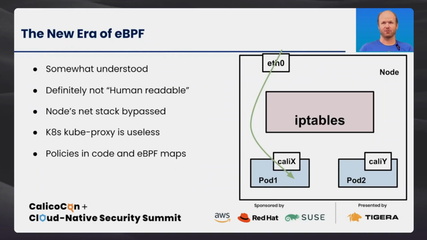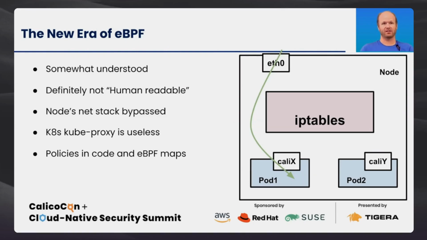Another problem, as I mentioned before, is that the node's network stack is largely bypassed. So things happen without you actually seeing packets where you would expect them to go through. Also, the Kubernetes kube-proxy is useless because that proxy programs the IP tables, but if the packet is bypassing IP tables, it's not going to go through those rules. Therefore, the kube-proxy has to be integrated with eBPF, and all the service translation has to be provided by the data plane itself.